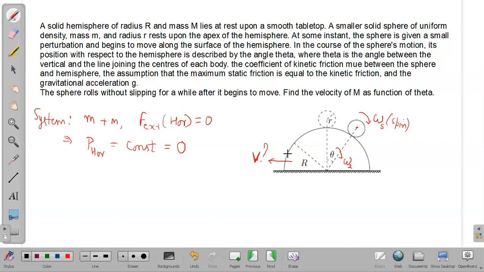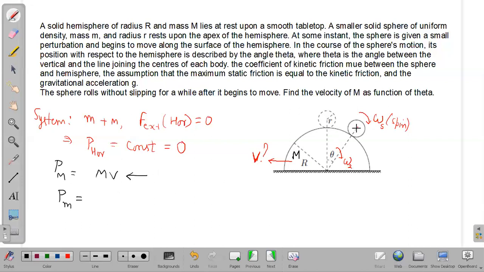So what is the linear momentum of this capital M mass? Capital M mass is moving to the left side, so you will write the linear momentum for capital M as M into V to the left side. This is the linear momentum of capital M. And what is the linear momentum of that small m mass?